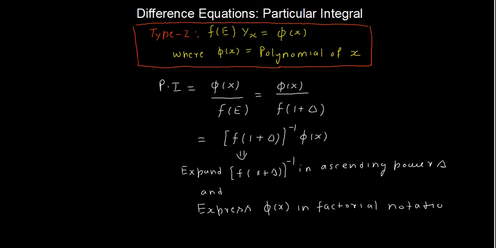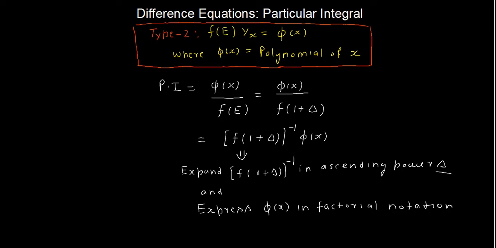So what is the benefit of this? To express phi(x) in factorial notation. Once we express the polynomial of x in factorial notation, then when we operate the forward difference operator delta, we operate like differentiation, and 1 upon delta works as integration. So it becomes easy for us to find the value of delta of any polynomial, or 1 upon delta of any polynomial, once we write the polynomial in factorial notation.